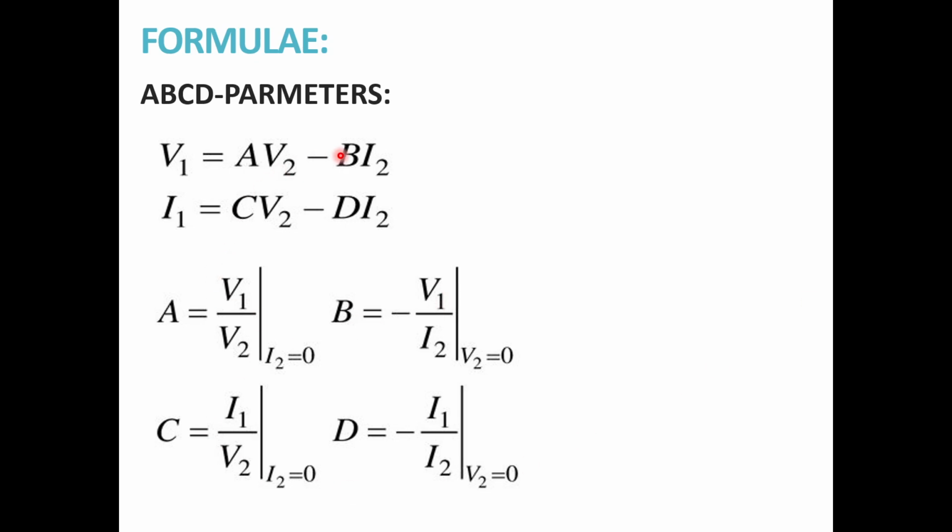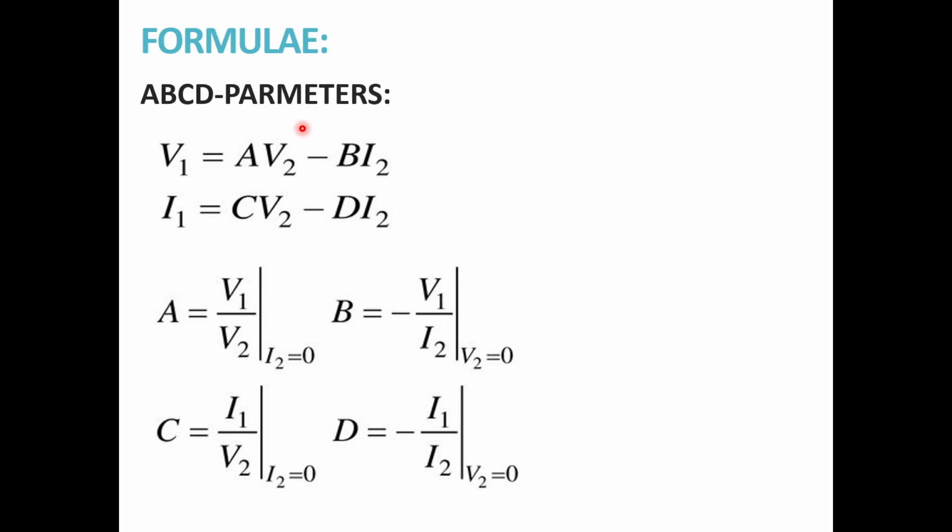And to determine the A value, this whole term becomes 0, that is I2 equal to 0. So I2 equal to 0 means port 2 is open circuited. When port 2 is open circuited, you can determine the A value and C value. So A will become V1 by V2 at I2 equal to 0, and C is I1 by V2 at I2 equal to 0.